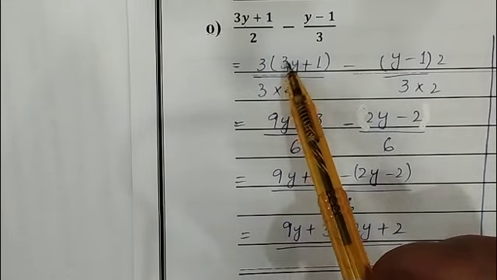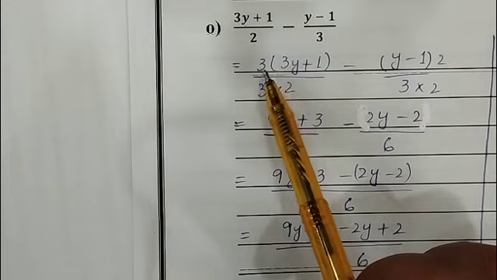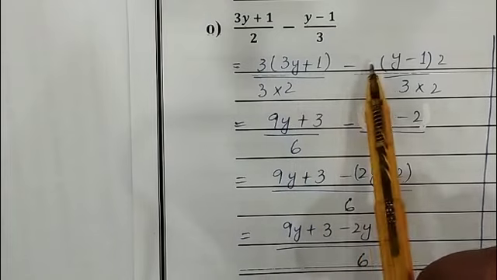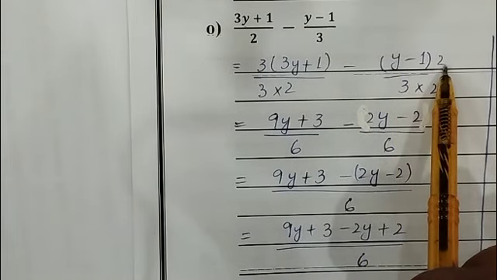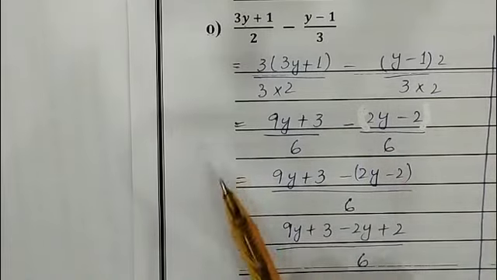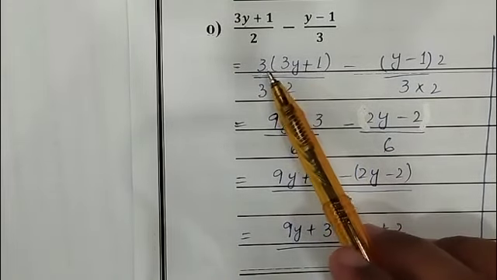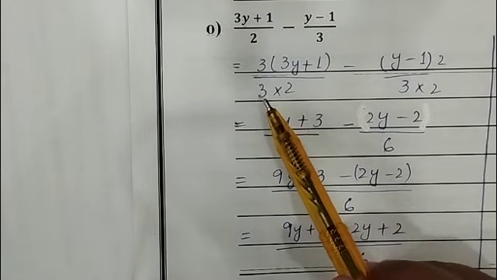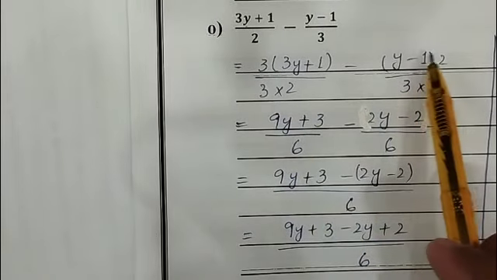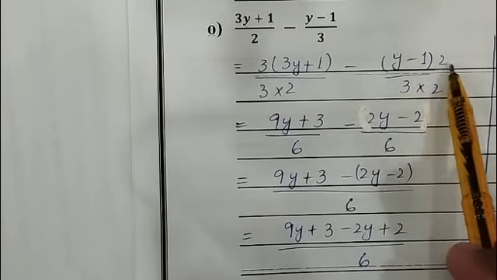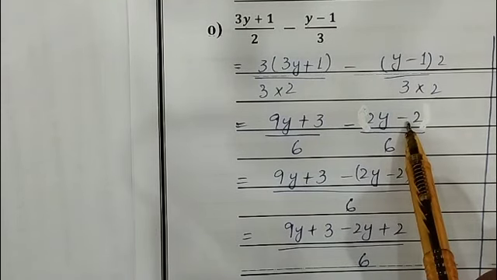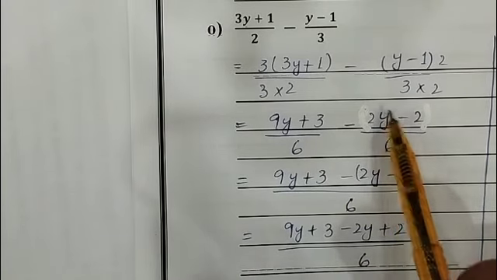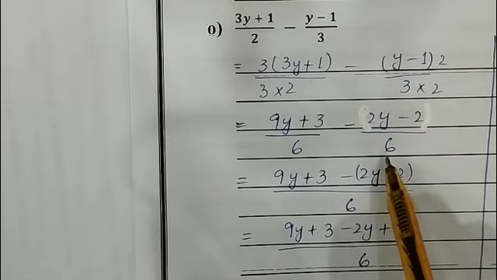So here I have written 3 bracket 3y plus 1 divided by 3 multiplied by 2, and then minus sign, and (y minus 1) multiplied by 2 divided by 3 multiplied by 2. Now I am going to solve, multiplying this 3 inside the bracket. So 3 multiplied by 3 is 9, so 9y, plus 3 multiplied by 1 is 3, and then 3 multiplied by 2 is 6. Here multiply 2 with y, so 2y, and then multiply 2 with minus 1, so 2 ones are 2 and the minus sign as it is. I haven't multiplied this minus sign inside the bracket. 3 multiplied by 2 is 6.